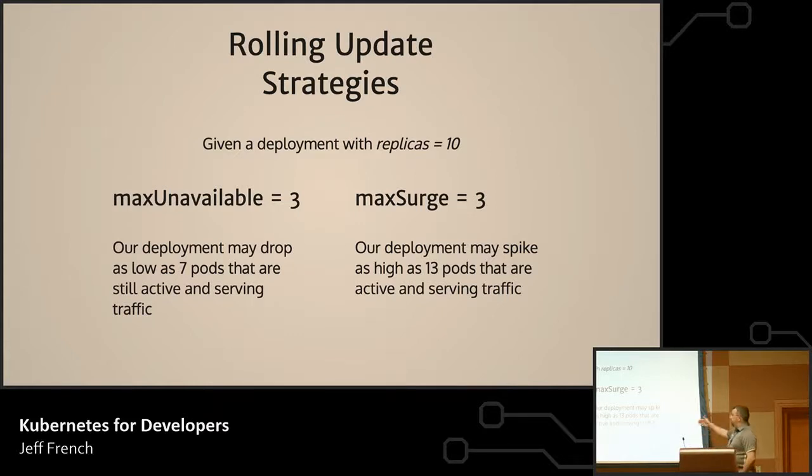On a max surge, it lets it surge as high as 13. So if I've already got 10 running, it says, hey, our traffic is too high to start pulling pods down. So what I want to do is spin up extra pods until they're available, and then we can take the other ones down. That way we never dip below 10 pods available.